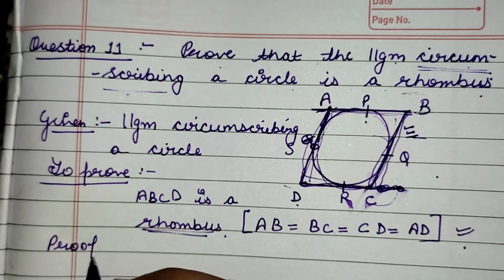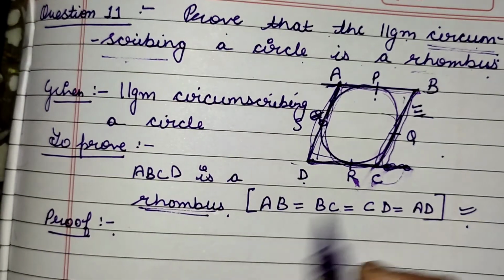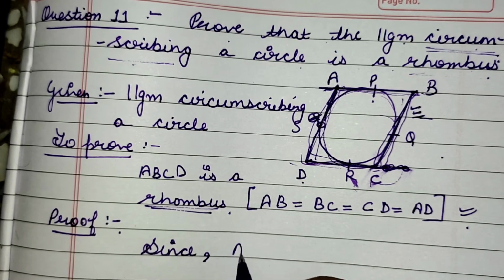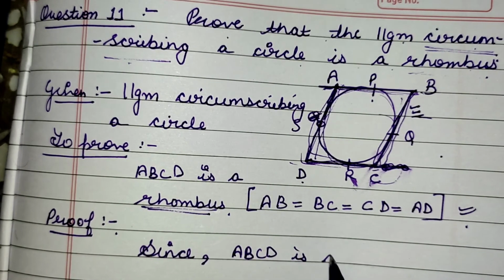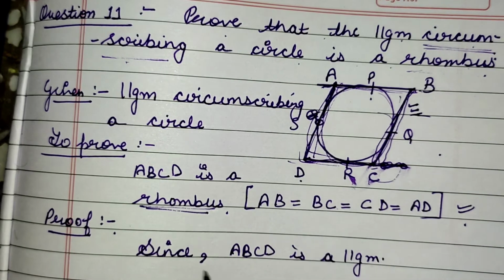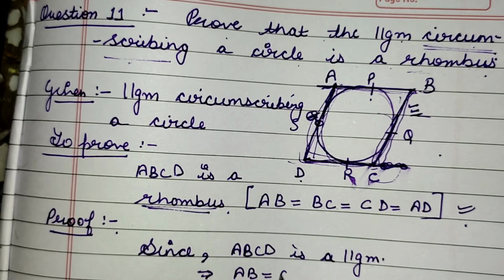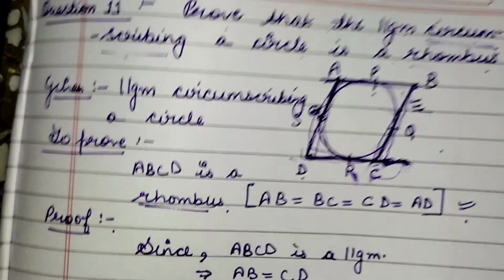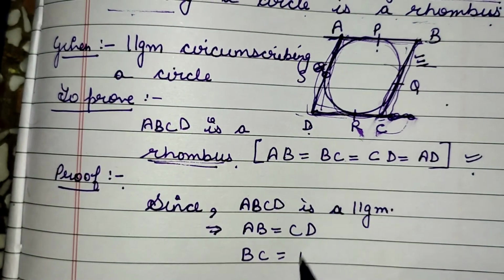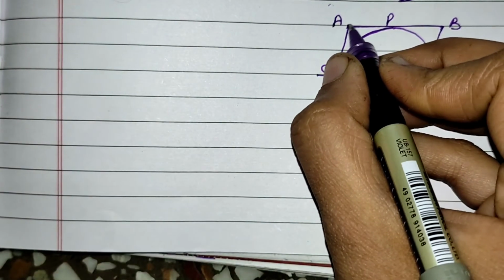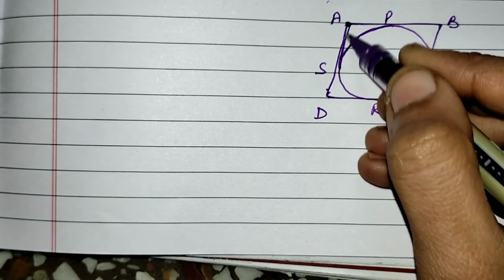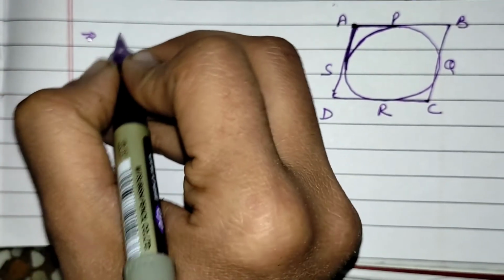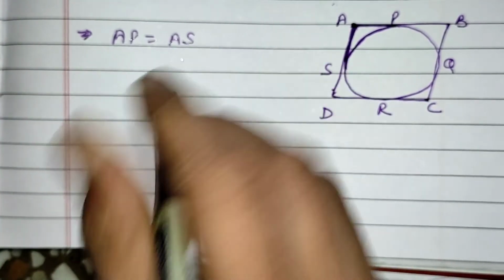So let's start our proof. Since we know that ABCD is a parallelogram, opposite sides are equal. So AB is equal to CD, as opposite sides are parallel and equal, and BC is equal to AD. Since A is an exterior point to the circle, the tangents drawn from this exterior point to the circle are equal in length. So AP is equal to AS.